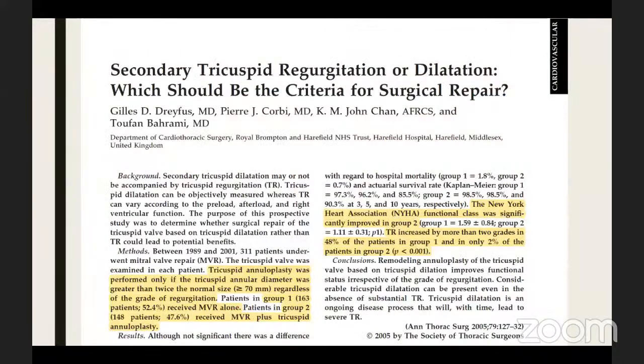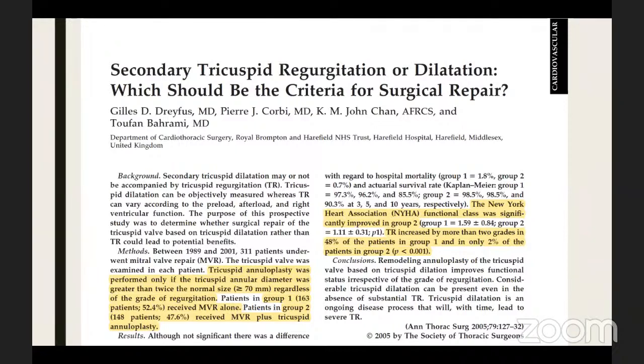This is a paper that addresses these points and what the criteria should be for surgical repair of the tricuspid valve. In this paper, the authors postulated that the annular size may be a more reliable indicator of late outcomes than the degree of TR. And so they included 311 patients who were undergoing mitral valve repair. The first group, which included 163 patients, received mitral valve repair alone without addressing the tricuspid. And in the second group, they included 148 patients who underwent mitral valve repair plus tricuspid annuloplasty.